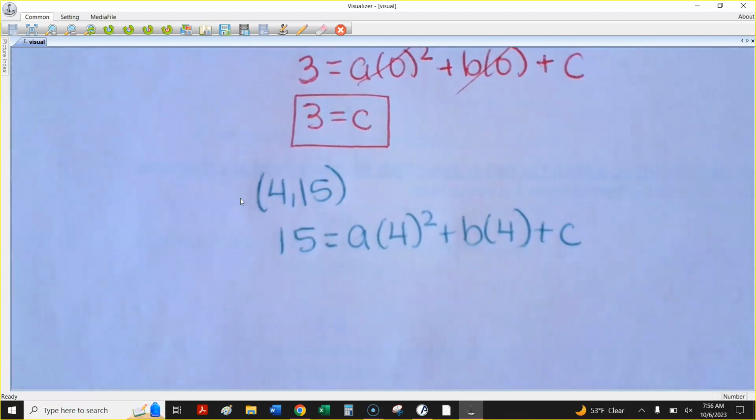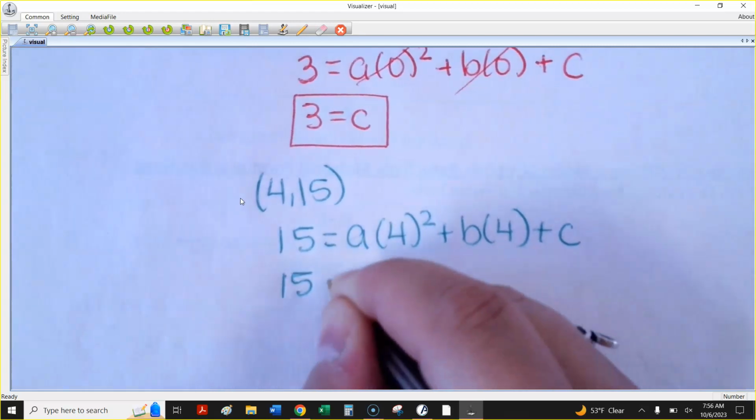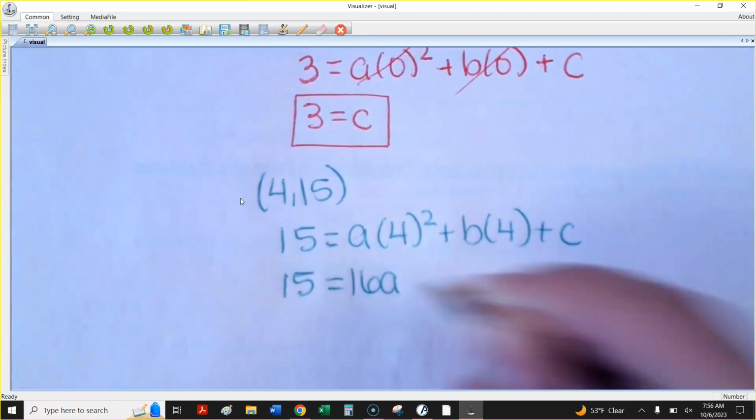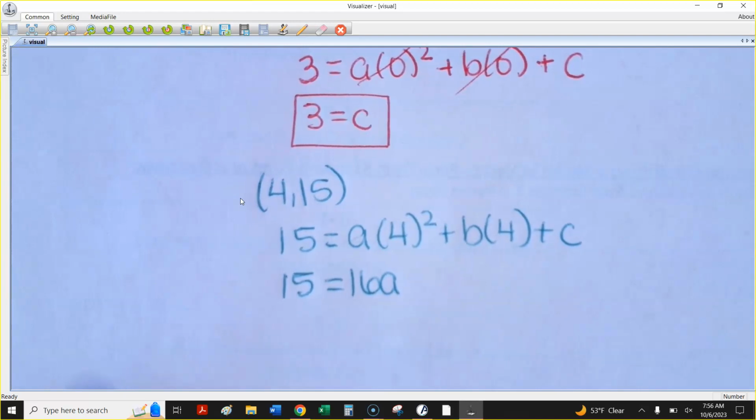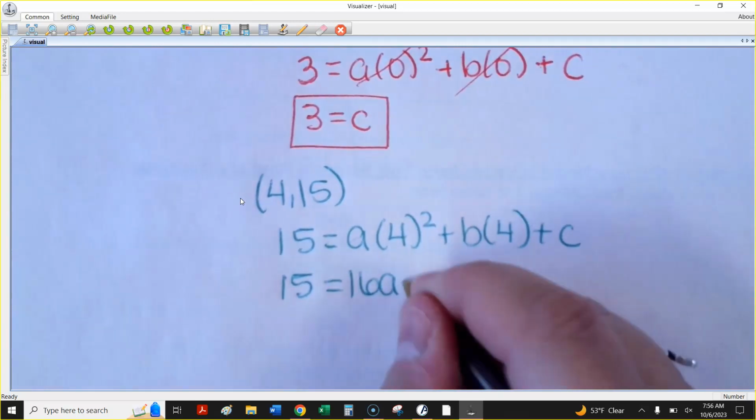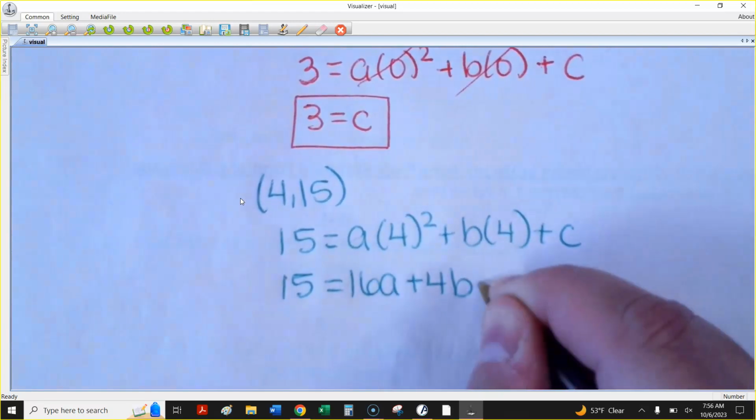Okay. What do I get if I square 4? 16. So for this first term, don't square the a, you just square the number. That's the biggest mistake I see people make on these. It's just the number that gets squared. Now that middle term is just b times 4, so it'd be plus 4b and then plus c.